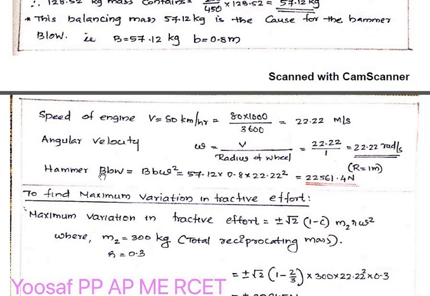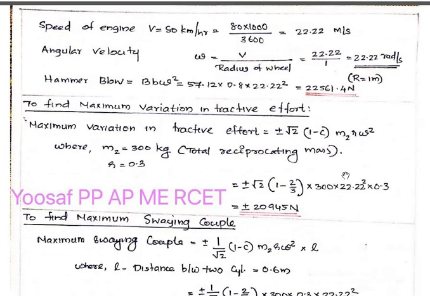The maximum hammer blow is B b omega square. So B b omega square is 57.12 into 0.8 into 22.22 squared. You will get 22,561.4 Newton. This is the hammer blow.